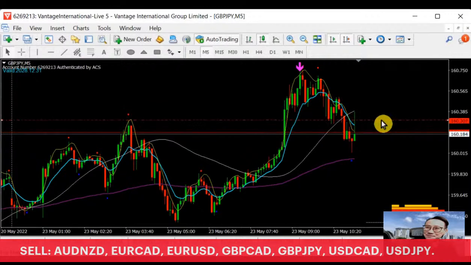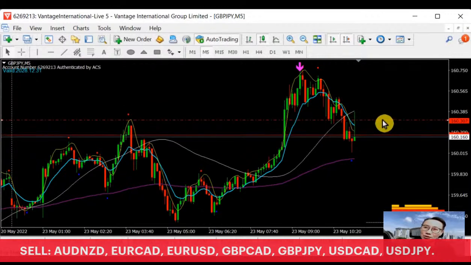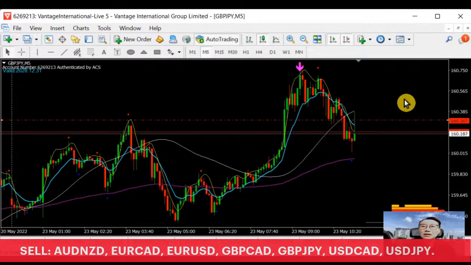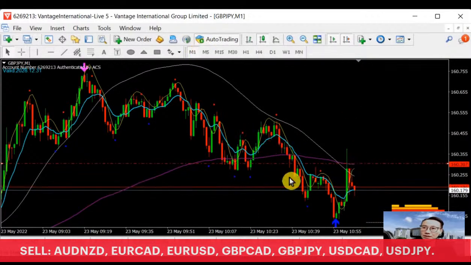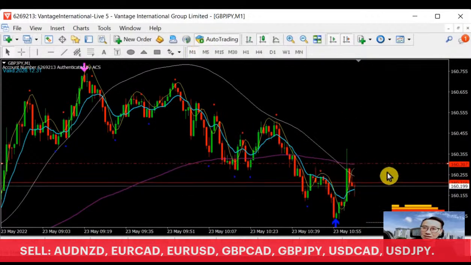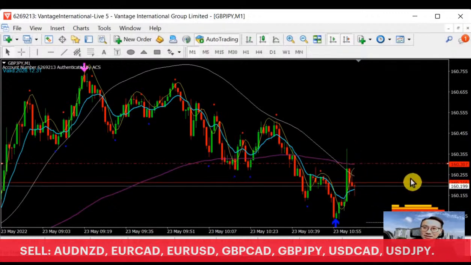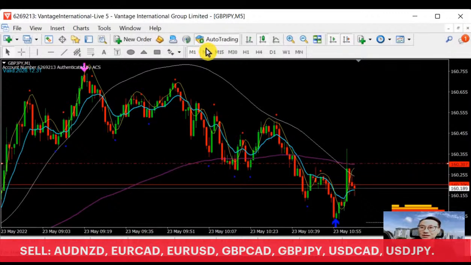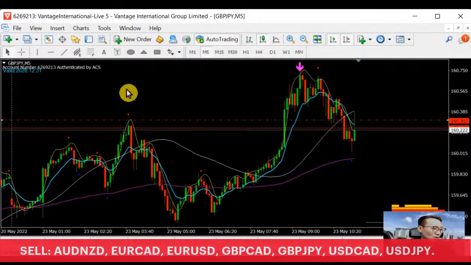Okay, over here, let me place this support level first. In M1, we have retested this. You can see this is the level. I'm waiting for a good chance to enter for a selling trade. Yes, just hang on, I want to see.